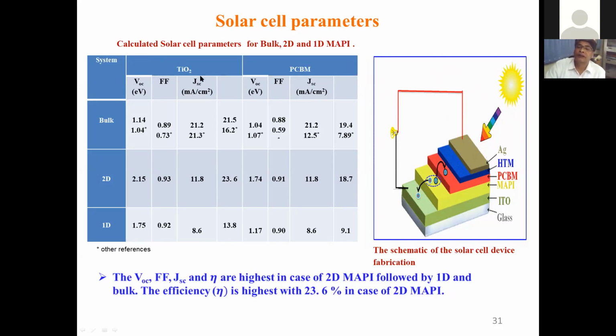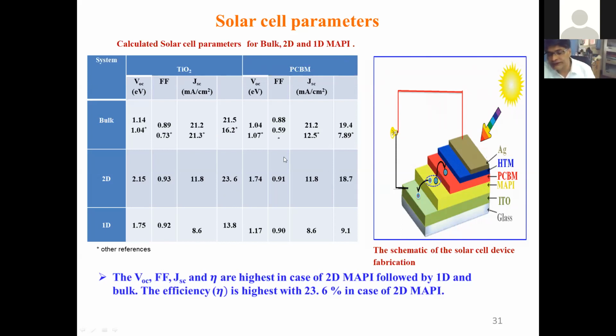So you can see here that in the case of TiO2, that means here it is the red one, you have the VOC for the bulk as 1.14, for the two-dimensional it is 2.15, while for the 1D it is 1.75. This is a very important parameter for solar cell efficiency. This is the fill factor, and this is basically the efficiency, right? You can see here that efficiency is quite high in the case of 2D. There is not much difference between the calculated one for the bulk and the 2D, but it is certainly much higher than the one-dimensional case, right? Similarly, it is true for both configurations, we get the same thing.